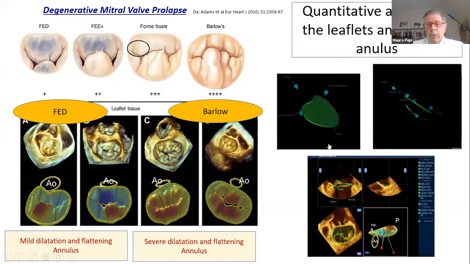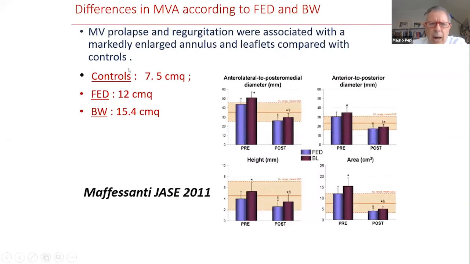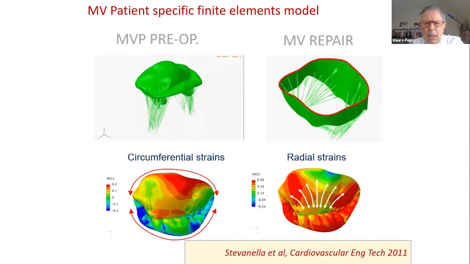We have already seen from Franco the quantitative analysis of the leaflet and mitral annulus, and these are the changes we see from fibroelastic deficiency to Barlow disease. So we have already seen the annulus, but in terms of the quantitative analysis, which are the differences? And also Nina was a co-author of this paper. Well, the differences are very, very important. In control 7.1, in FED 12, and in Barlow disease 15. And this is the reason why we need in all repairs to reduce the dimension of the annulus.